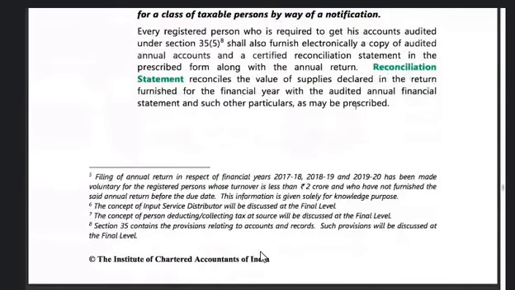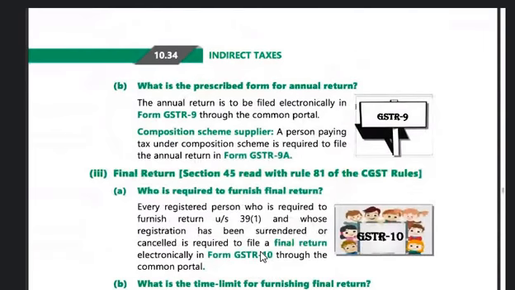Again, GSTR 9, as on date amendment is made, not all the registered dealers should file. For dealers whose aggregate turnover is up to 2 crores, GSTR 9 is not compulsory, it is optional. If they want, they can file. If they don't file, then also no problem. So GSTR 9 is optional for aggregate turnover up to 2 crores. If aggregate turnover is more than 2 crores, then GSTR 9 is mandatory. If aggregate turnover is more than 5 crores, then GSTR 9C is mandatory.